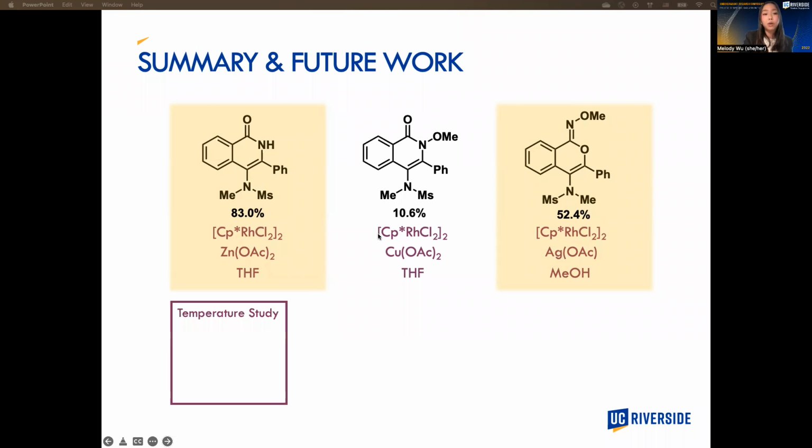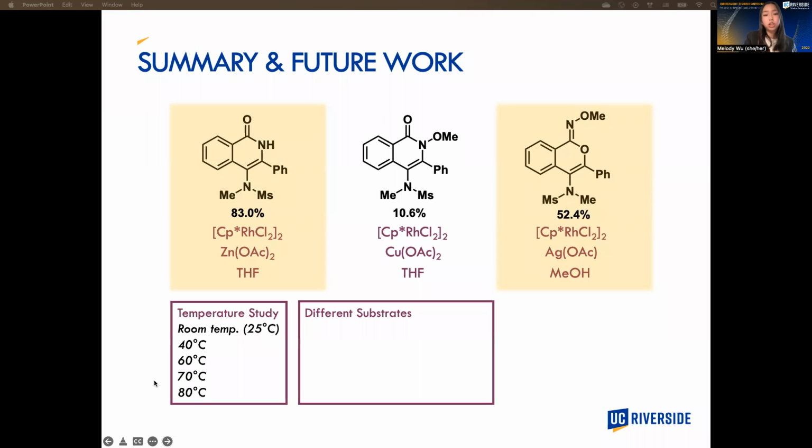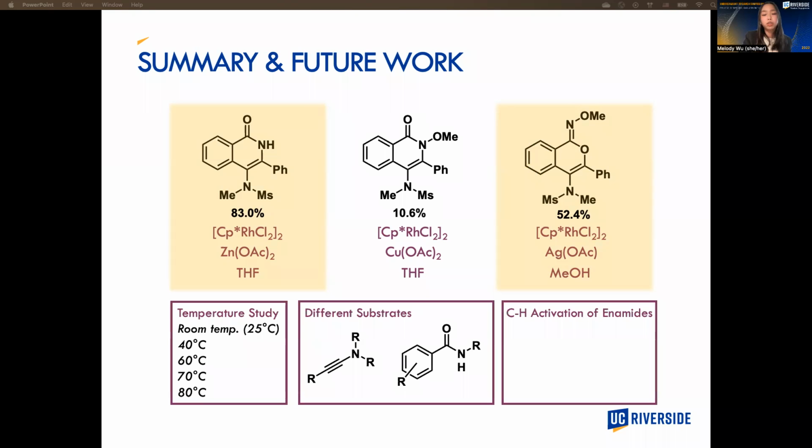In the coming months, I will be doing a temperature study. Since these reactions are run at 50 degrees right now, I will be trying them at several other temperatures to see if that will increase or decrease my yield. Additionally, we're looking to expand the scope of this reaction and see if it will work with different enamides and benzamides, as well as I've also been doing this reaction with enamides instead of ynamides, so a double bond between the carbons instead of a triple bond. That would yield products similar to my target molecules here, just without the double bond.